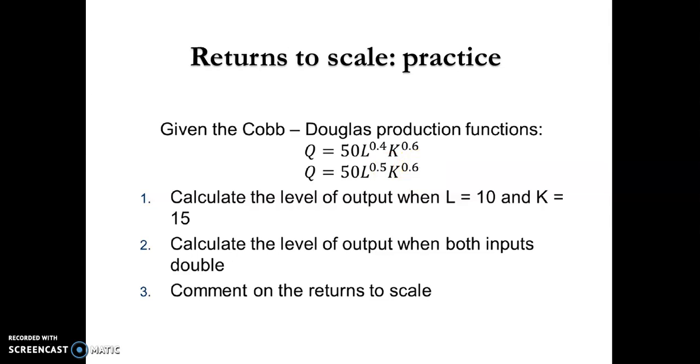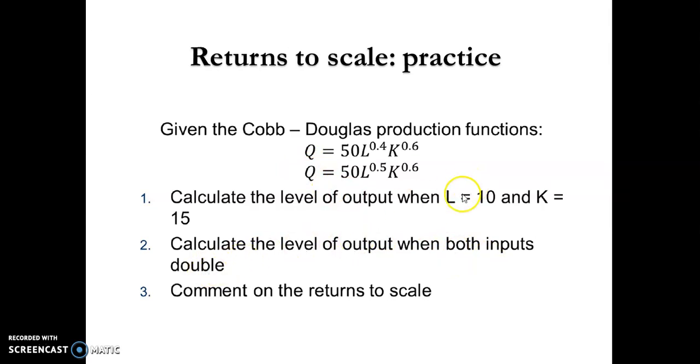But let's test this. It says calculate the level of output when L is equal to 10 and K is equal to 15. So for each of these two functions, you're going to substitute L equal to 10 and K equal to 15, and you're going to determine the level of output, and the level of output pertains to Q, right? Then the second question says calculate Q again when both inputs are doubled.